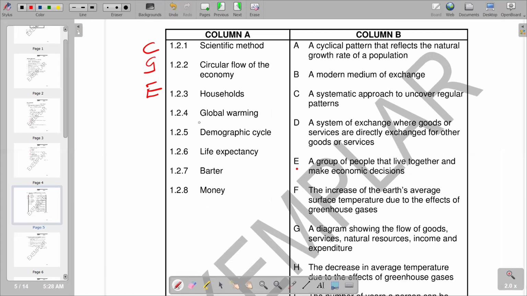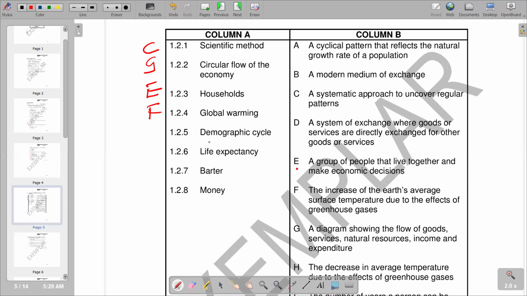And then we've got global warming. Also for global warming, we try to see what explanation matches global warming according to the explanations that we are given there. But basically, global warming is the rise of average air temperatures near the Earth's surface. So anything that is within that description can match global warming. So we go there and we try to see what exactly matches our global warming. So if you go to F, the increase of Earth's average surface temperatures due to the effects of greenhouse gases. So basically, F becomes the correct answer.